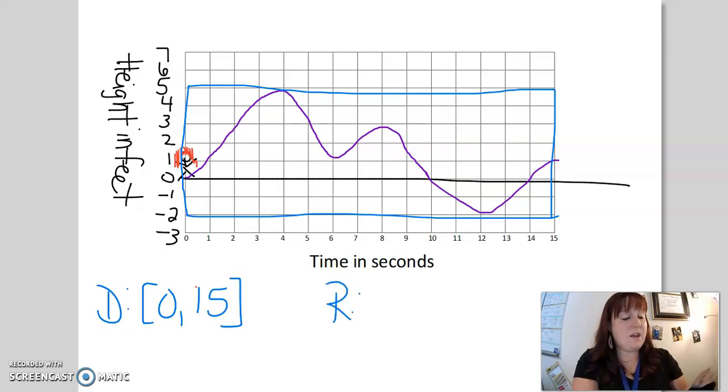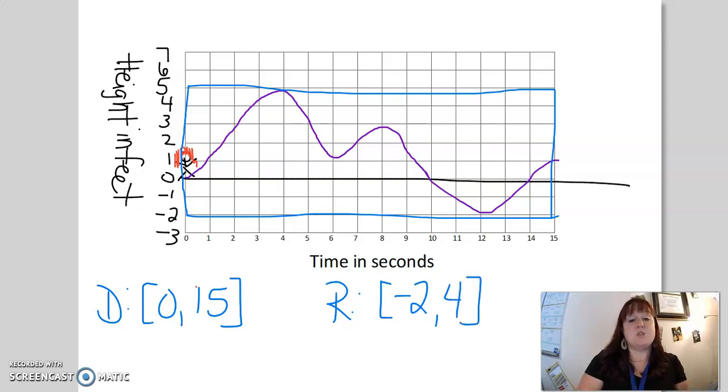Okay? And then range tells me how far I went, how low I went, and how high I went. So what's the lowest point that I hit? Well, I hit -2. At least I tried to. My graph didn't get quite there, but you understand. And then the tallest I went was 4, so I went all the way up to 4 feet. So the domain tells me that I started the video at 0 and ended the video at 15 seconds. The range tells me that the lowest point that I went was -2 feet, and the highest point that I went was +4 feet. So this was a crazy 15-second walk.